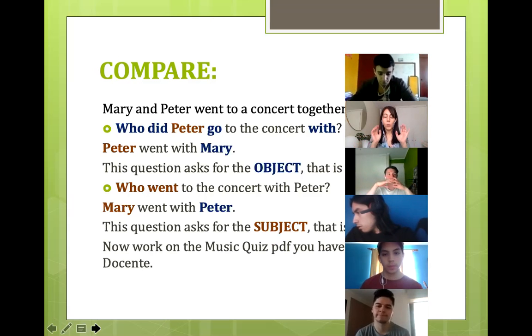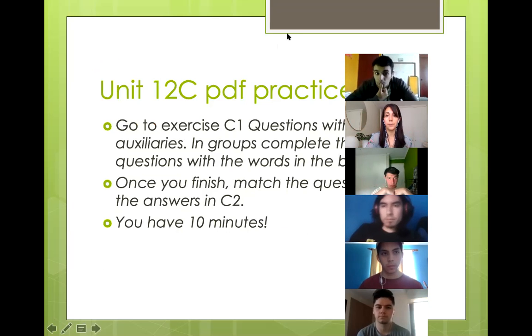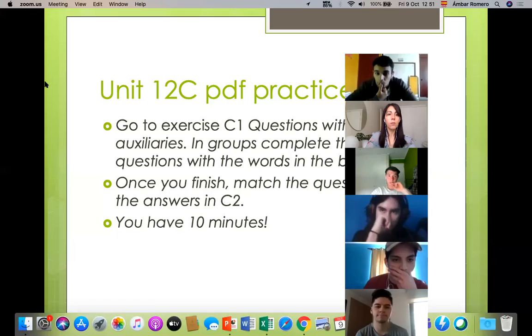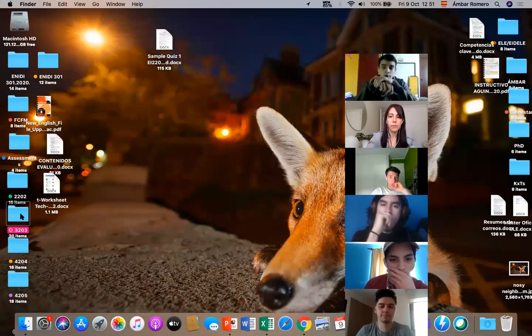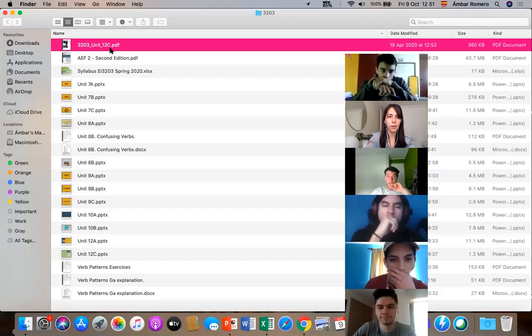But we're going to start together because this is something that you need to think about. It's easy, but you need to understand. The most important thing for me is that you understand the mechanism of questions with and without auxiliaries, okay? So we're going to look at the music quiz PDF that you have in Material Docente. Let's go to Material Docente. Download the document that you have in Ucursos, please. I have the document here, I think.